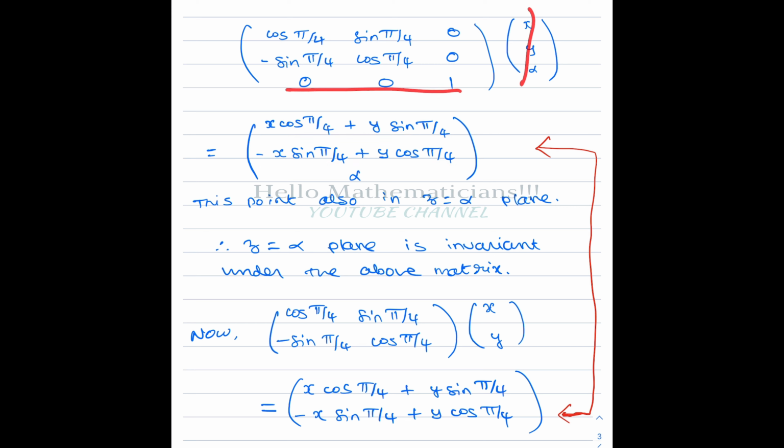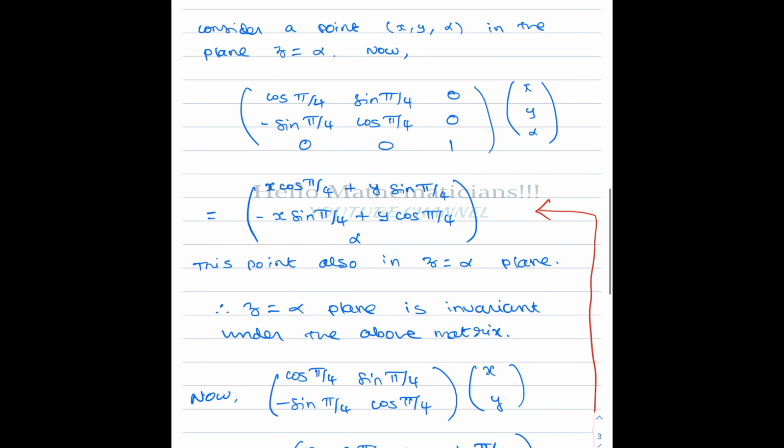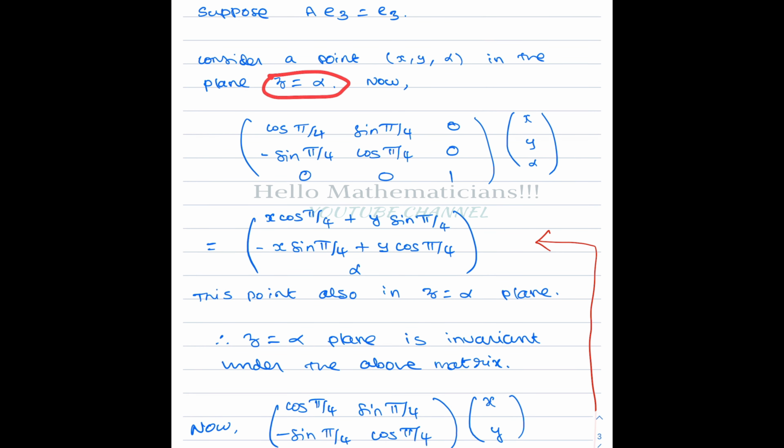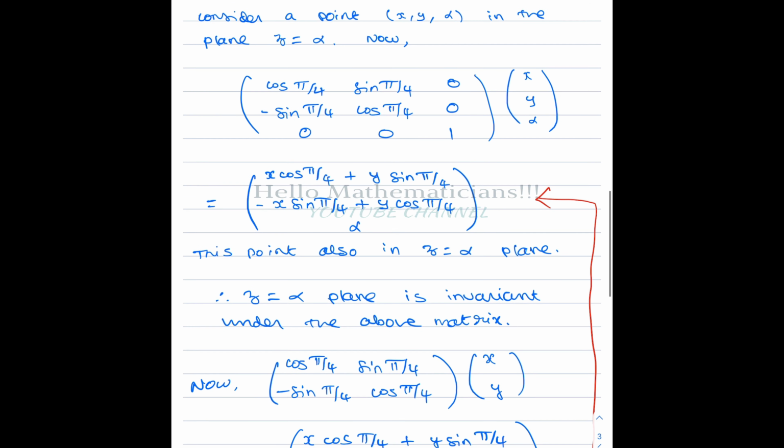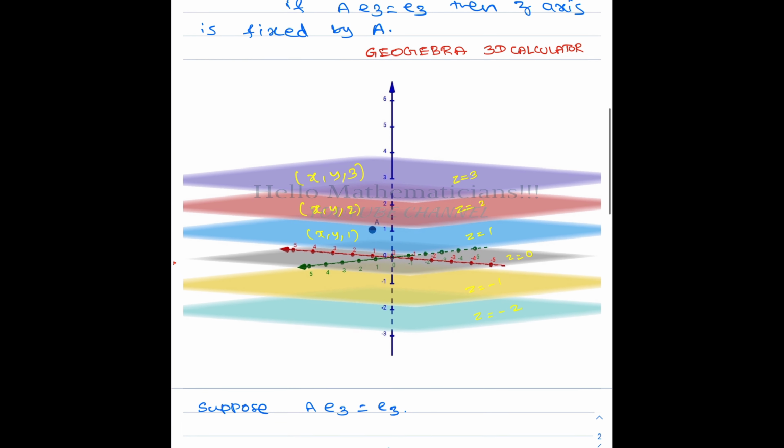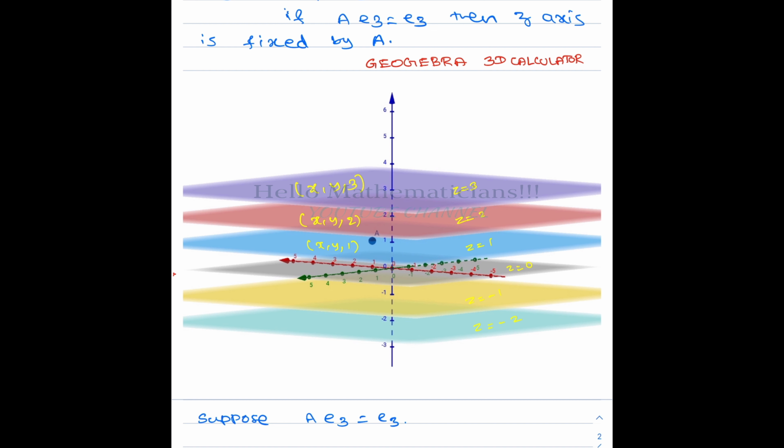This row into this column will give me alpha. Okay. Therefore, what we see is, if you take a point from z equal to alpha in the three-dimensional space, then its image under the linear transformation A again has z coordinate alpha. So what we are observing is, each of these planes: you take a point here, and you apply the linear transformation A, you get a point again here only, in the same plane.